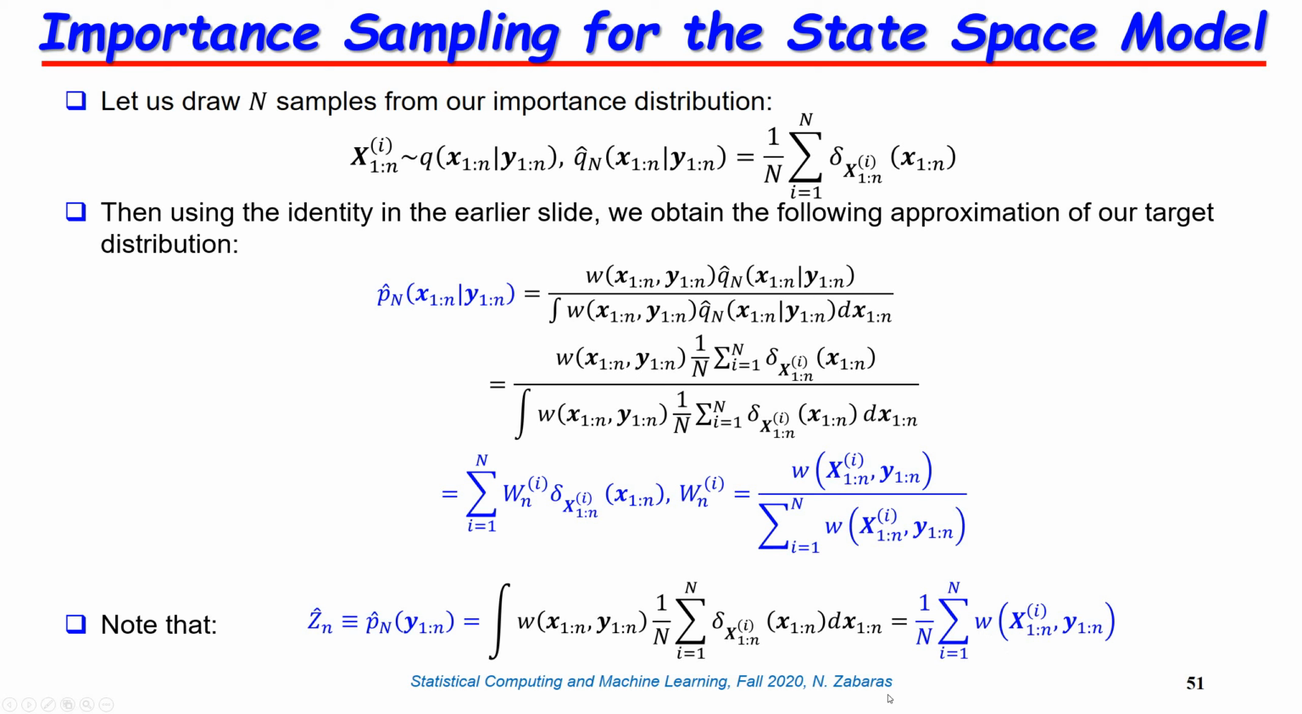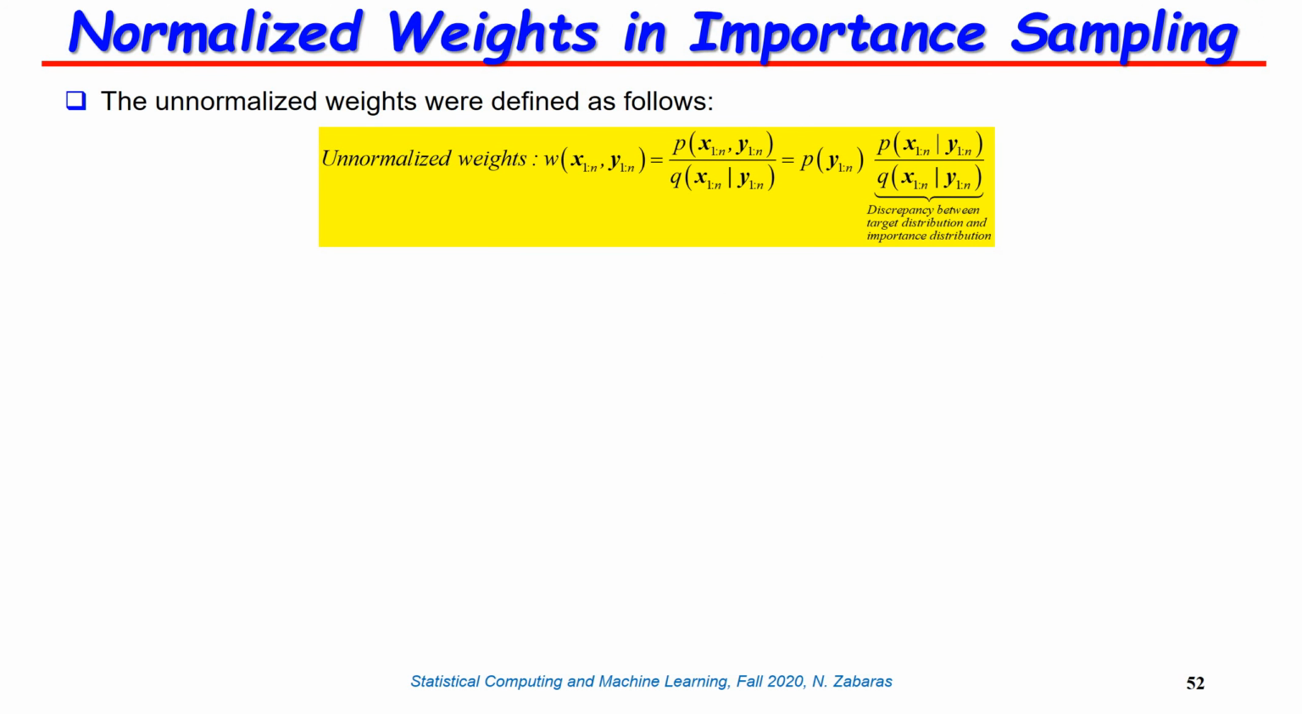Okay, so effectively the only thing that you do is remember this. This Z is the integral of gamma dx. So you can write this as gamma over q times q dx. Gamma over q is w, and you substitute q with its empirical measure, and that's how you get this approximation. So again, reminder, the unnormalized weight is the joint divided by the importance sampling distribution, okay?